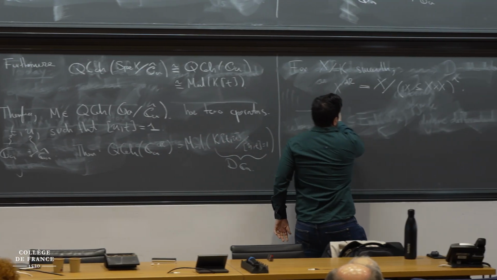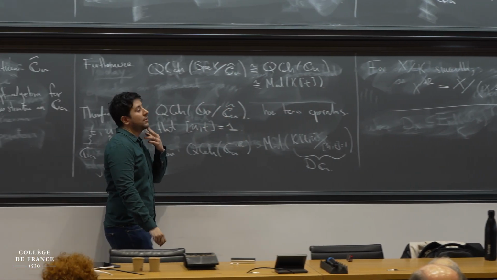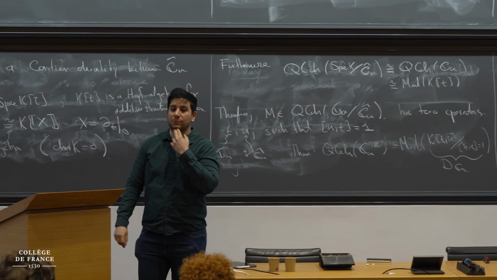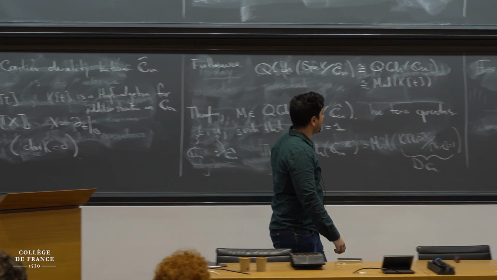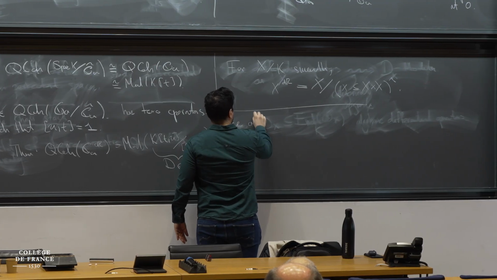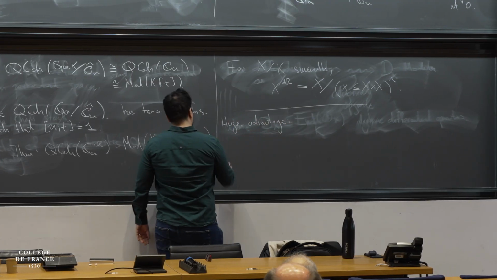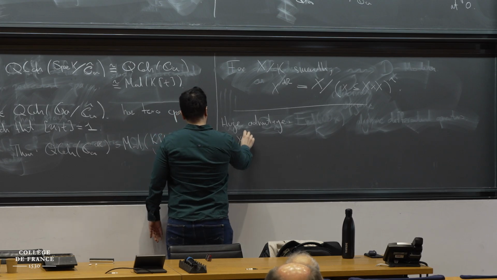Right. So there is a huge advantage in thinking of these modules, D-modules, in this way. Maybe one of them is that X_dR is a genuine geometric object.